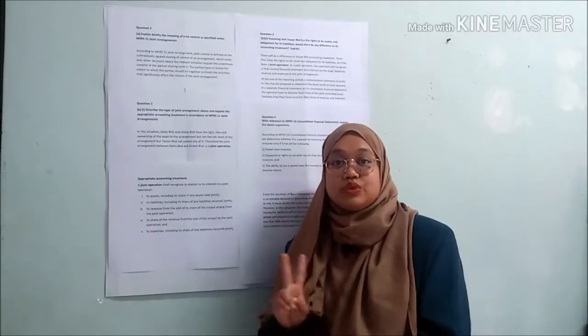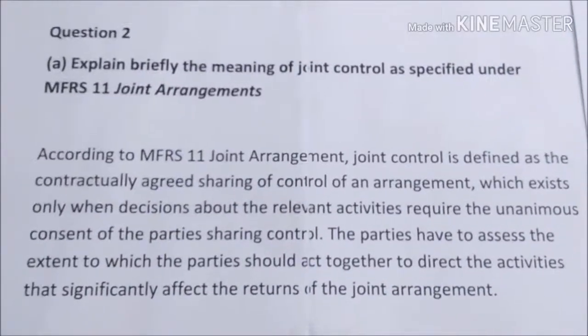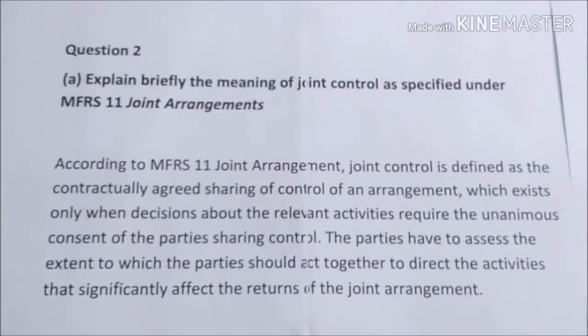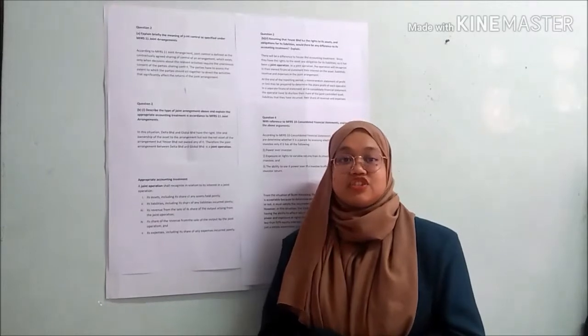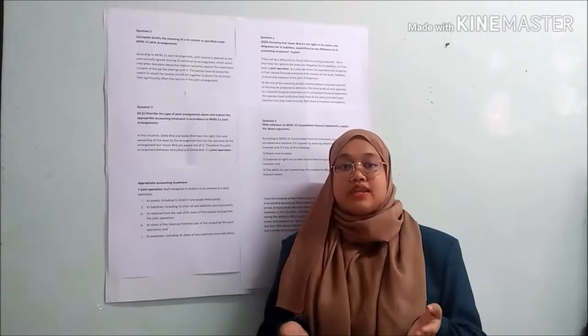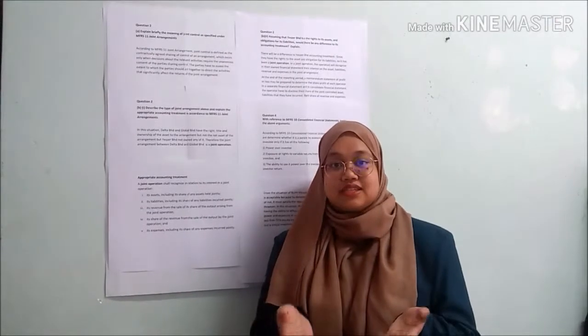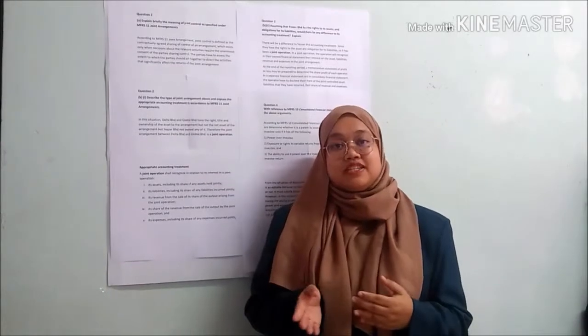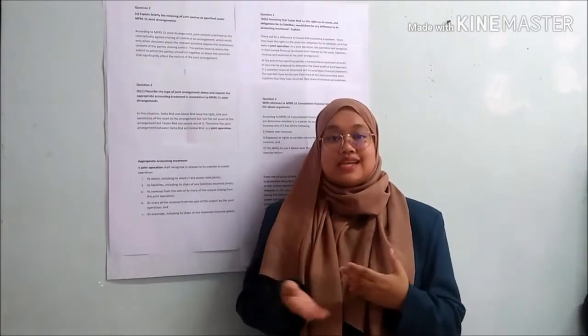As for question number 2E, explain briefly the meaning of joint control as specified under MFRS 11 Joint Arrangements. According to MFRS 11, joint control is defined as the contractually agreed sharing of control of an arrangement, which exists only when decisions about the relevant activities require the unanimous consent of the parties sharing control. The parties have to assess the extent to which they should act together to direct the activities that significantly affect the returns of the joint arrangement.